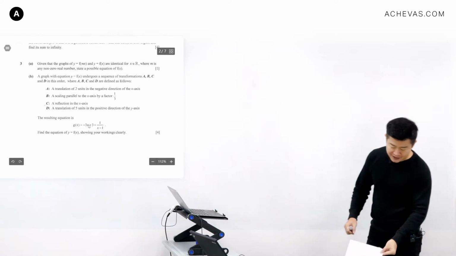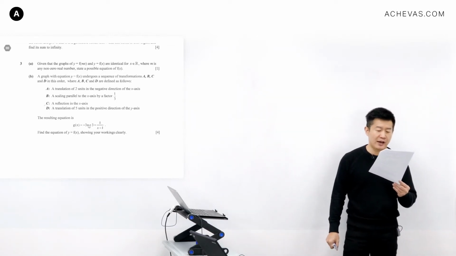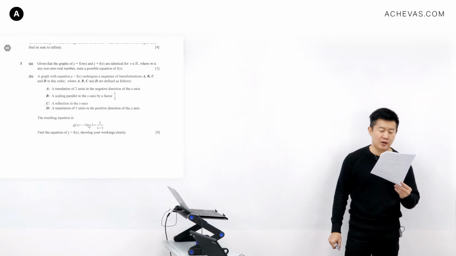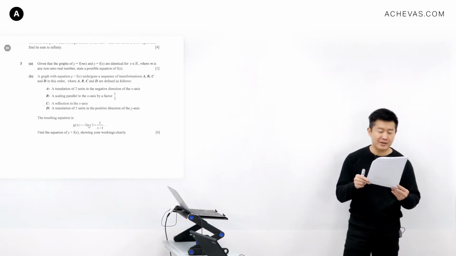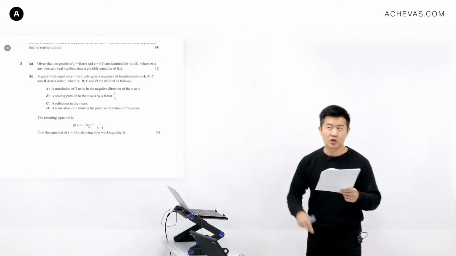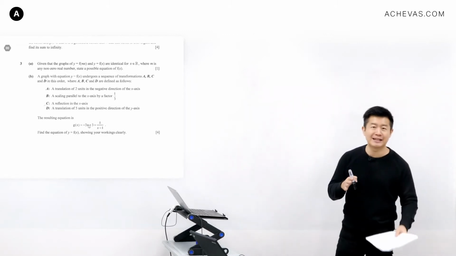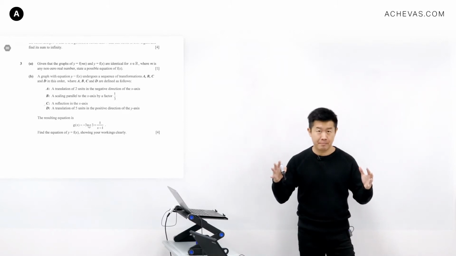Question number 3 here says, part A. Given that the graph of y = f(mx) is identical to the graph of y = f(x) for all real values of x, where m is a non-zero real number, state the possible equation for f(x). So from f(x) to f(mx), I know it is going to be a scaling by a factor of 1 over m parallel to the x-axis.